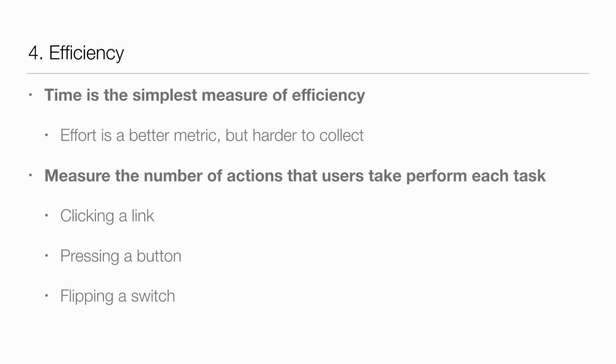Now, efficiency. Time is the simplest measure of efficiency. Effort is a better metric, but it's hard to collect. So when we're saying what is an action, it's clicking, pressing buttons, flipping switches, moving things, filling in forms, moving from one page to another, hunting data. It's all of these things.